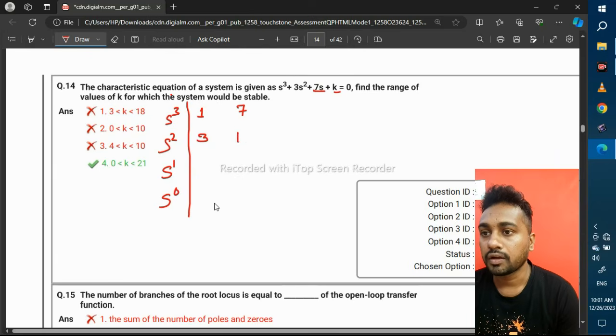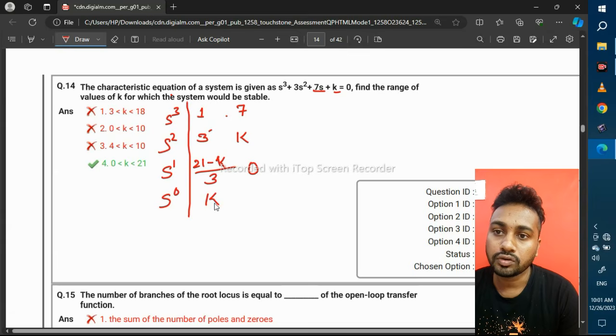Now for S1, what are we doing? Here 3 into 7, 3 into 7 is 21, minus K into 1 is K, divided by 3. And this is 0, and S0 is K. So if you see here, 21 minus K by 3 is greater than 0, and we can write K is greater than 0.